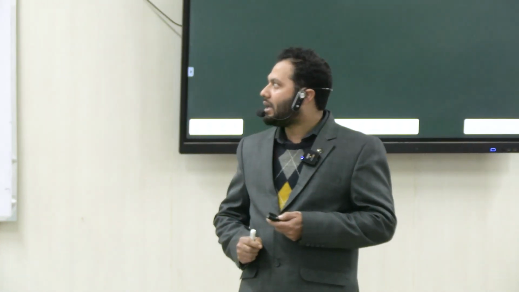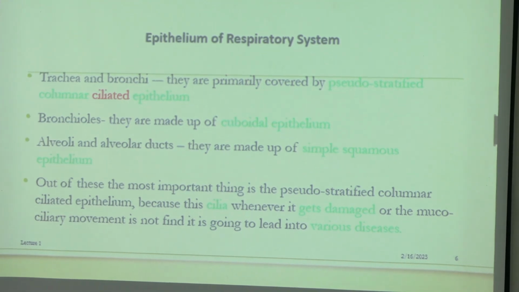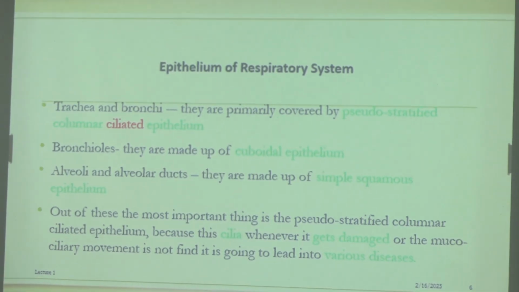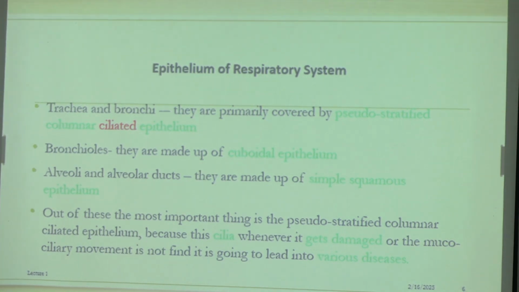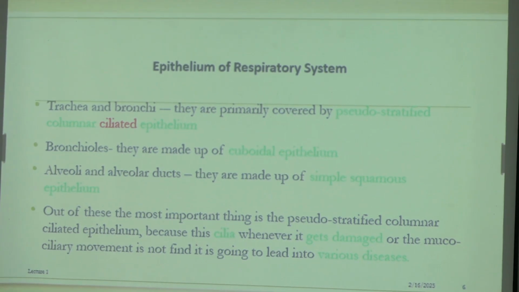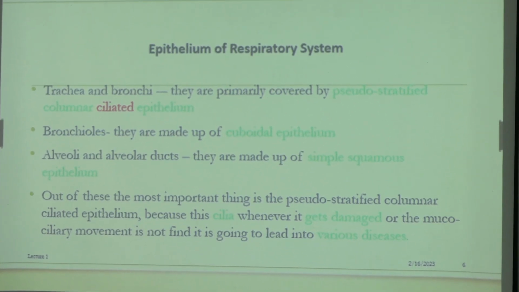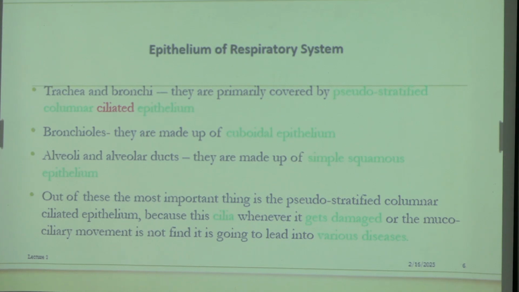Other than the ciliated epithelium, another important epithelial layer is the cuboidal epithelium, which is present in the bronchioles. Along with this, alveoli and alveolar ducts are also composed of an epithelium called simple squamous epithelium. It means the most important types of epithelial layer present in the respiratory tract are ciliated epithelium, cuboidal epithelium, and simple squamous epithelium. Out of all these, if you see their functional properties, the most important one is the ciliated epithelium, right? So why is ciliated epithelium important?